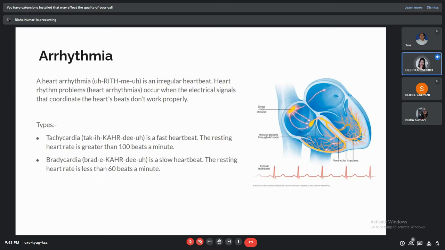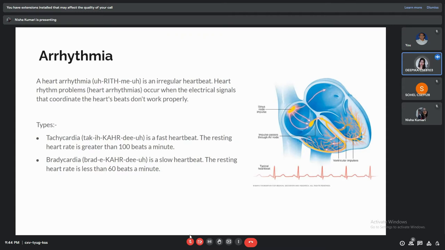So my topic is arrhythmia. Arrhythmia means irregular heartbeat. Heart rhythm problems occur when the electrical signals that coordinate the heart's beat don't work properly. There are two types of arrhythmia, that is tachycardia and bradycardia.